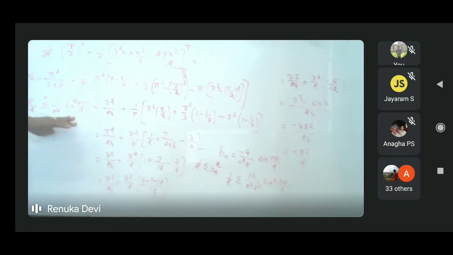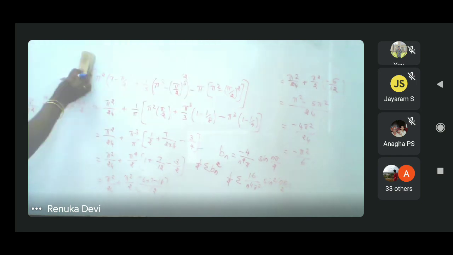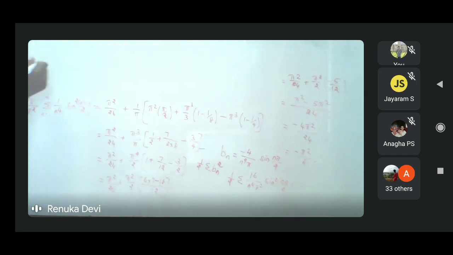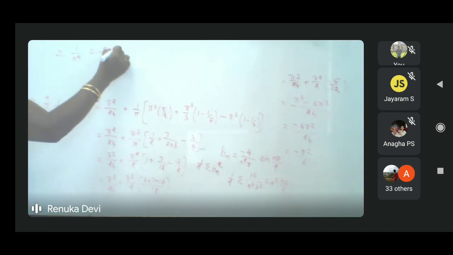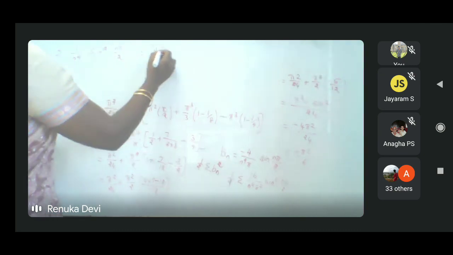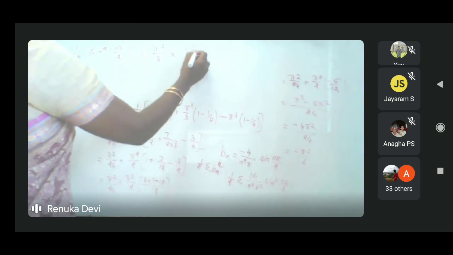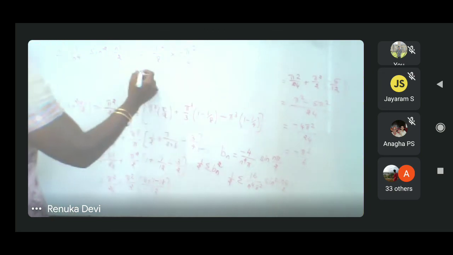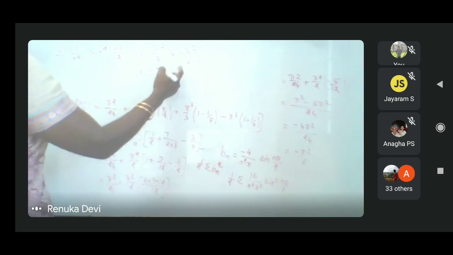Left hand side, you just verify. This is 8 by pi square sigma 1 by n power 4 sine squared n pi by 2 equal to this one. Therefore, this sigma 1 by n power 4 sine square n pi by 2 will be pi square by 8 into pi square by 6 minus, equal to minus pi power 4 by 48.